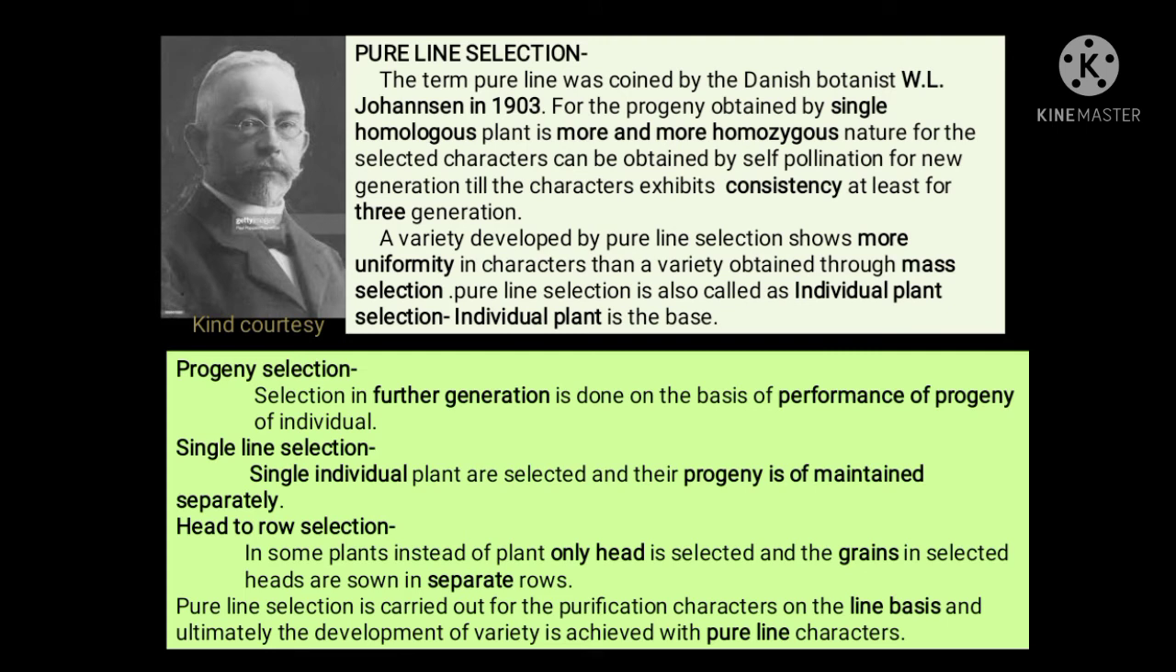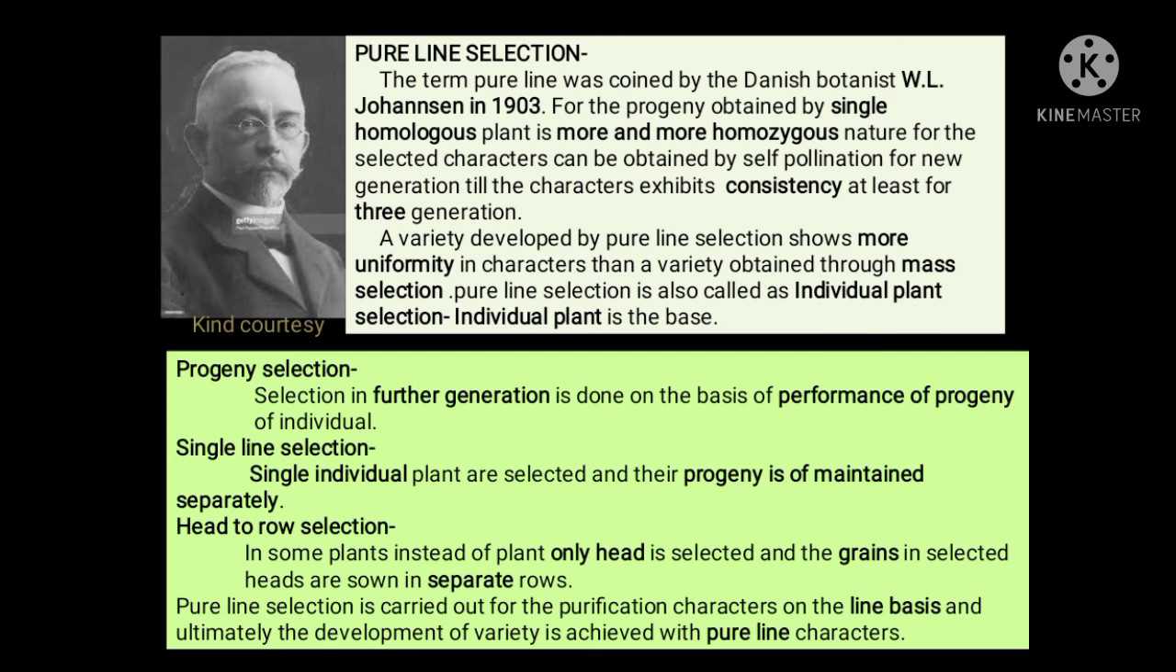The individual plant is the best. Progeny selection, that is the selection in further generations, is done on the basis of the performance of the progeny of individuals. In single line selection, a single individual plant is selected and its progeny is maintained separately. In head-to-row selection, in some plants only the head is selected instead of the plant, and the grains in the selected heads are sown in separate rows.